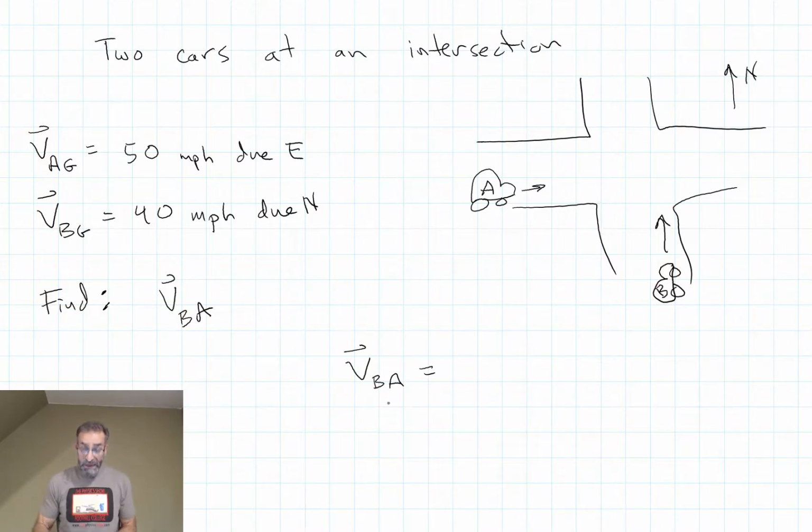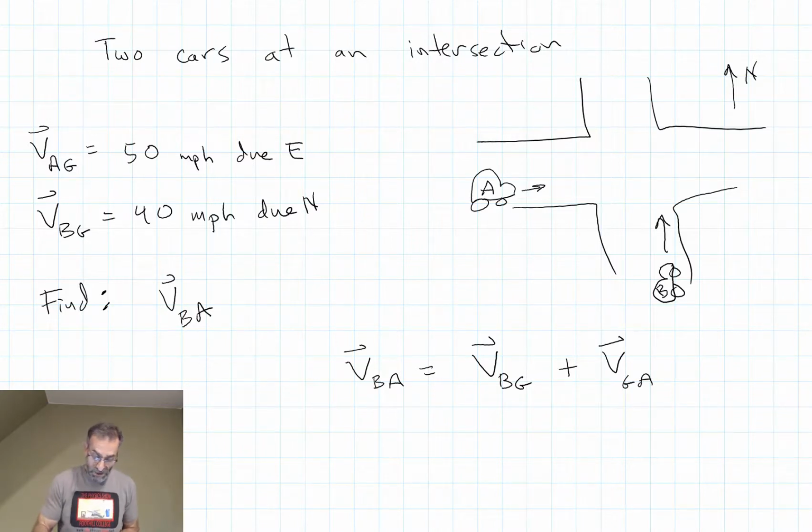So our answer needs to point into the third quadrant like that. It needs to point in this general direction. So the velocity of car B, as measured by a person in car A, is going to equal the velocity of B with respect to the ground plus the velocity of the ground with respect to A. This is our formula. Our formula tells us the first subscript has to be the same, the last subscript has to be the same, and the two in the middle have to match.